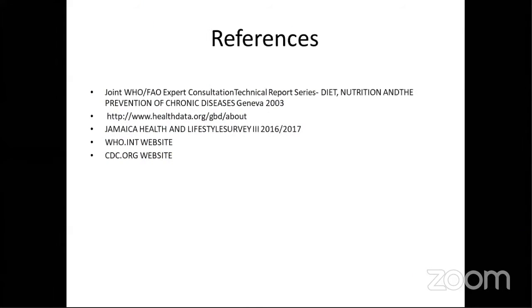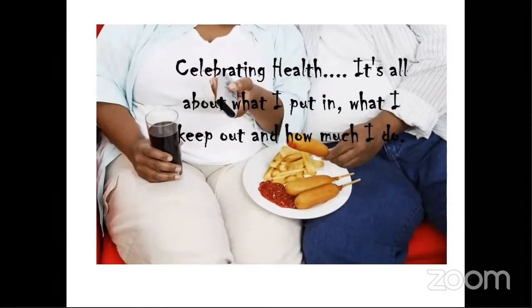My references are here. But it's important to understand how we choose our food, what we choose to eat, and how that will definitely affect our lifestyle. And our lifestyle practices will determine how we respond to the risks that might be modifiable and those that are non-modifiable, and the increased risk of having chronic diseases, so that we can really celebrate health.